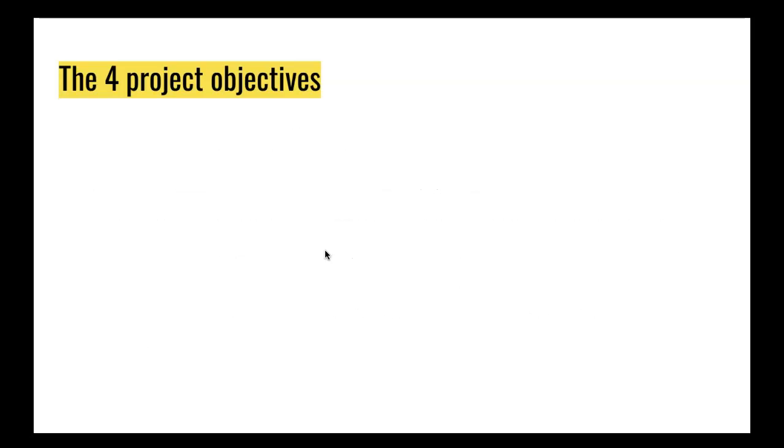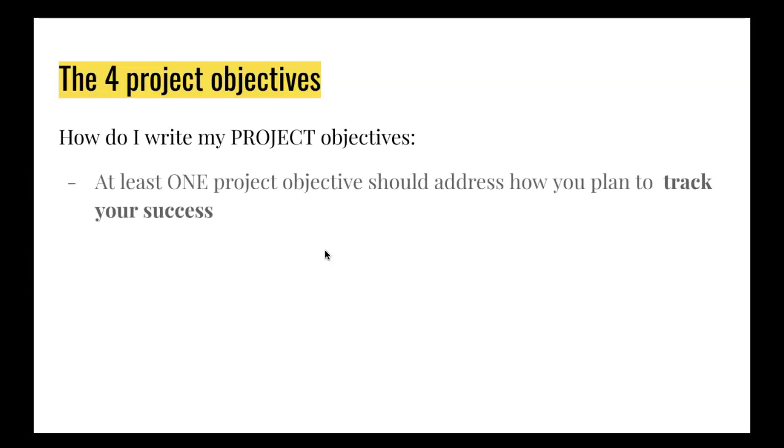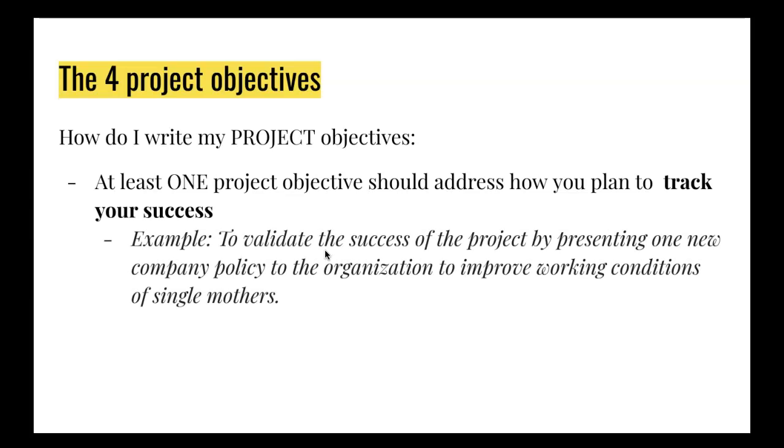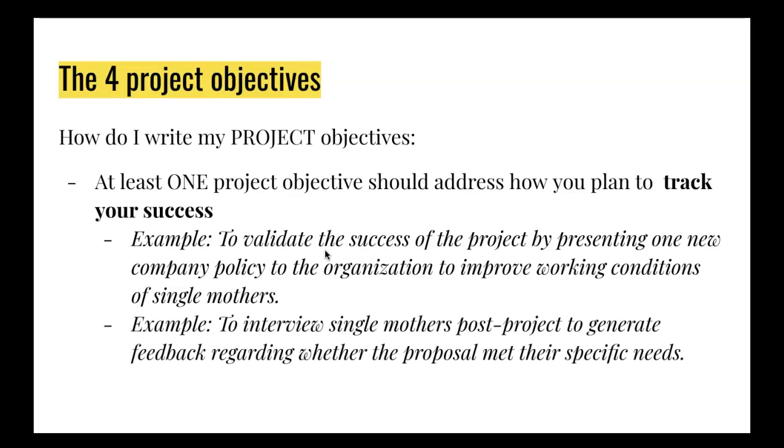So obviously you're going through this a lot slower because the kids are typing them. They should be typing this in their notes, so you're going through these slides much slower. Another is a project objective that should address how they plan to track their success. And I give an example. I actually give 2 for this one, 2 examples of how they're going to track their success.